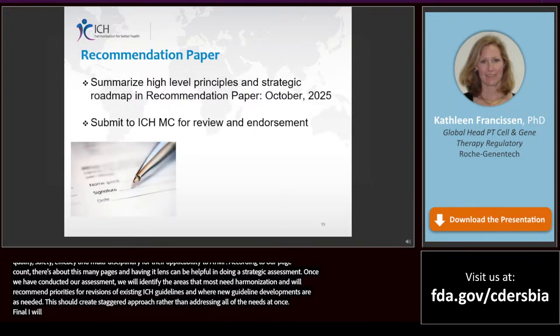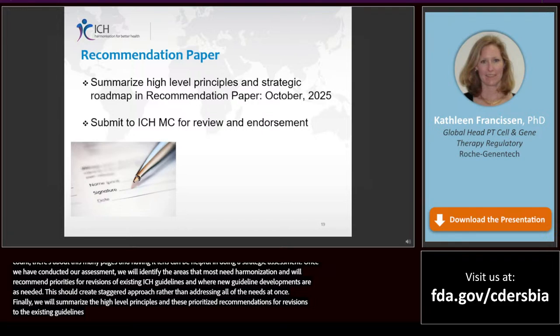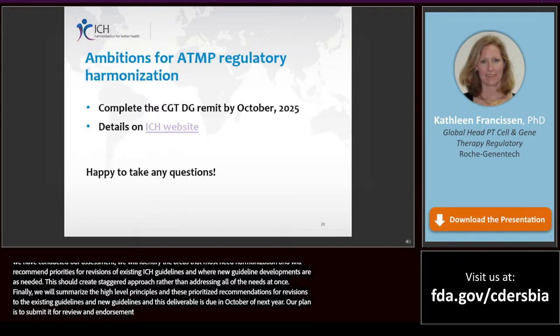Finally, we plan to prepare a recommendation paper that will summarize the high-level principles and these prioritized recommendations for revisions to the existing guidelines and/or new guidelines. And this deliverable is due in October of next year. Our plan is to submit this to the ICH Management Committee for review and endorsement at that time. So this, in a nutshell, is the ambitions for ATMP regulatory harmonization through ICH.